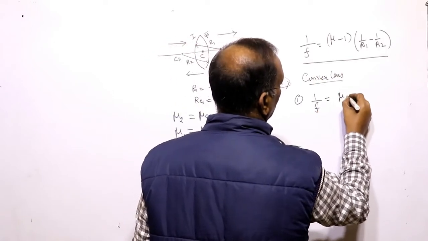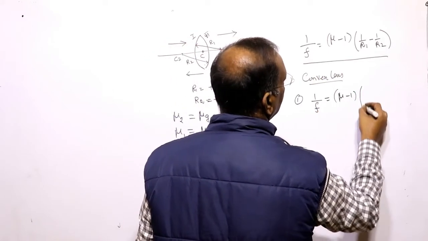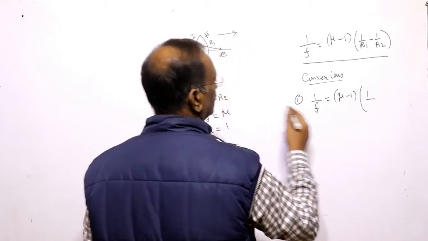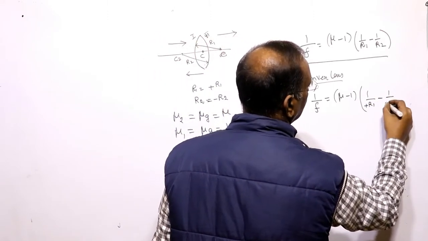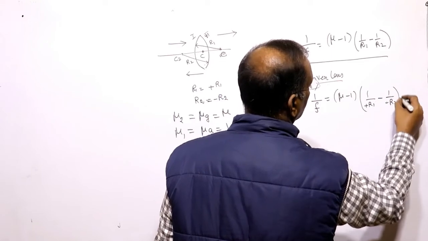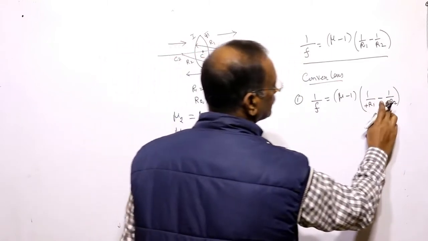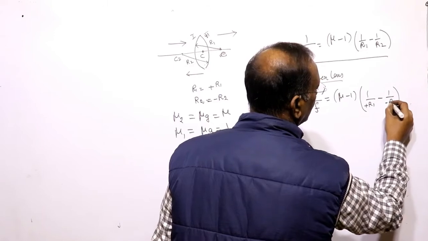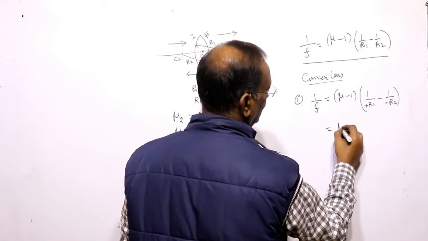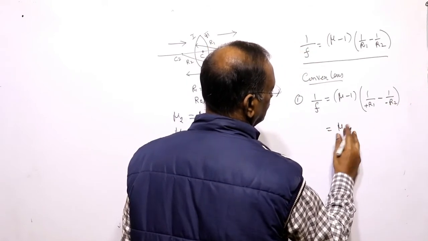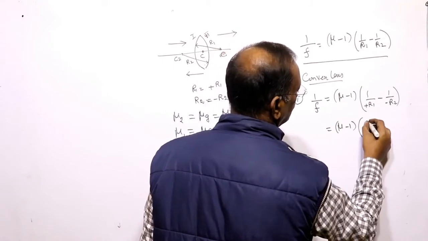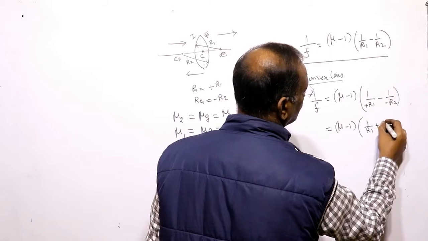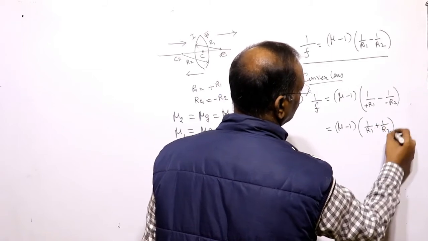It's equal to mu minus 1 into 1 by R1, which is plus R1, minus 1 by minus R2, because R2 is equal to minus. So this becomes (mu minus 1) into (1 by R1 plus 1 by R2).